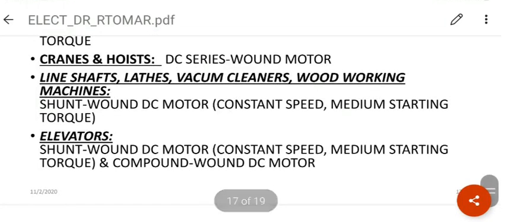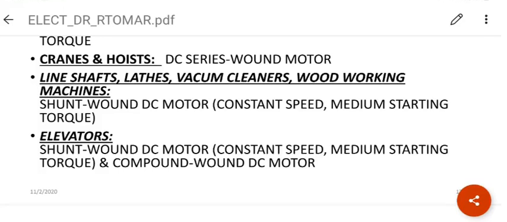Elevators generally use shunt wound DC motors. The reasons are obvious, or it can be a compound wound also. If you want large starting torque, then you may have a combination of series wound and shunt wound, which is called compound wound. Elevators need some initial starting torque, which should be large, but not very large like in locomotives. So maybe a compound wound DC motor is an ideal solution for an elevator.